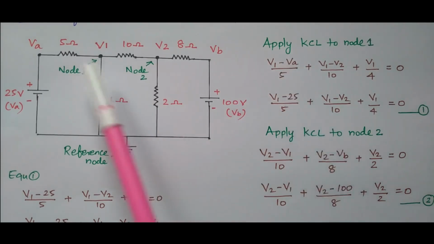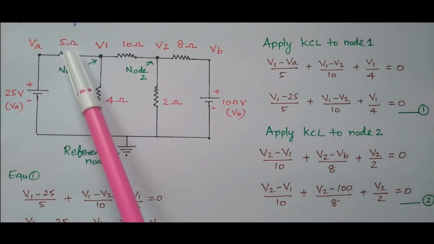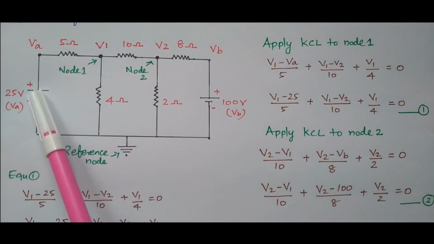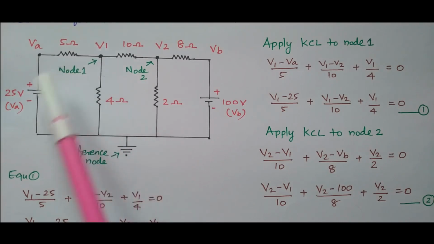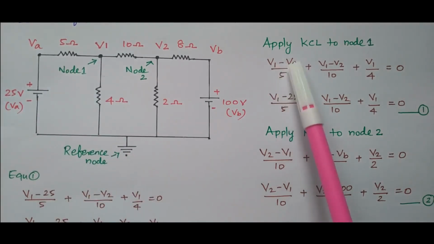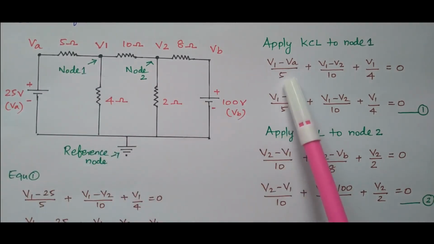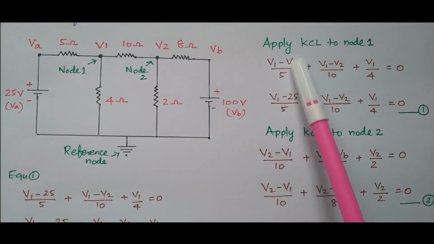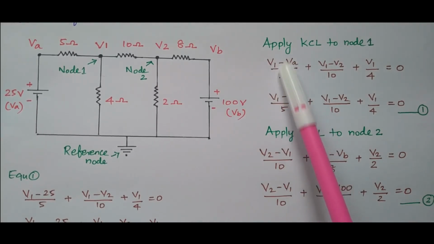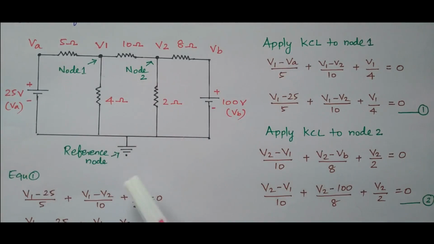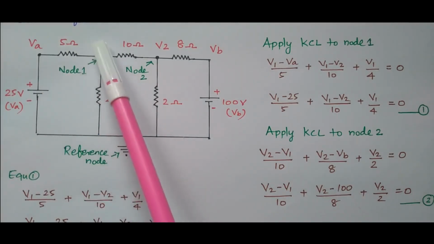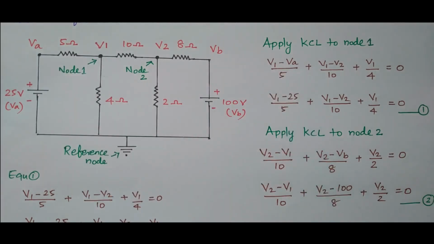What is the voltage across this 5 ohm resistor? It is connected between node 1 and the supply voltage. The node 1 voltage is V1, and the supply voltage is 25, VA. So V1 minus VA is the voltage across the 5 ohm, divided by R, which is 5. So (V1 minus VA) divided by 5 is the current flowing through the 5 ohm resistor.